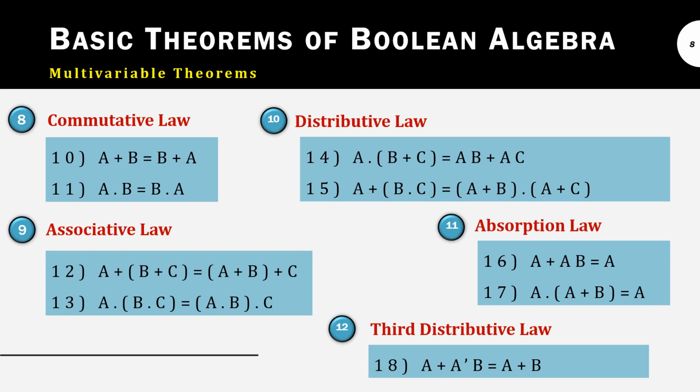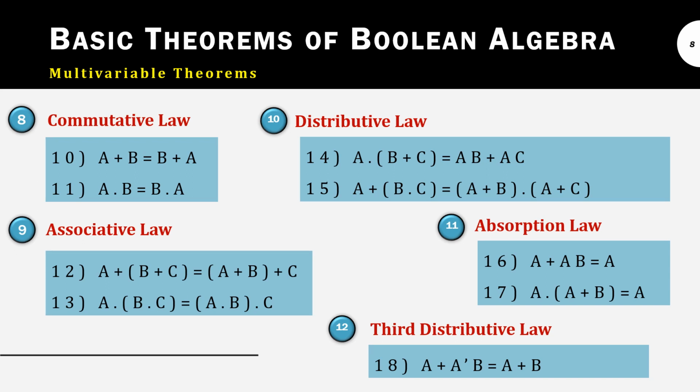Then the next law, the associative law, where the OR operation of the variables gives the same result through any grouping of the variables. A plus B plus C is equal to A plus B plus C, with the grouping changed. Similarly, A into BC is equal to AB into C.